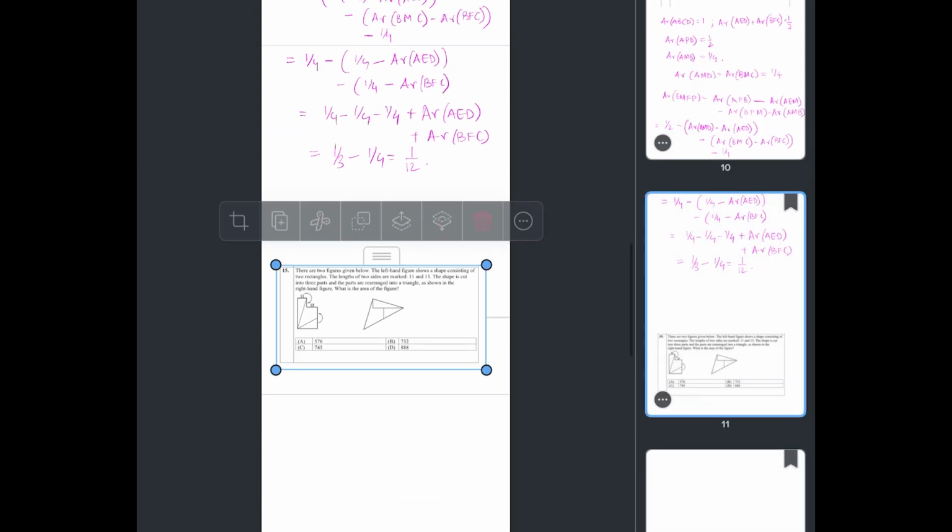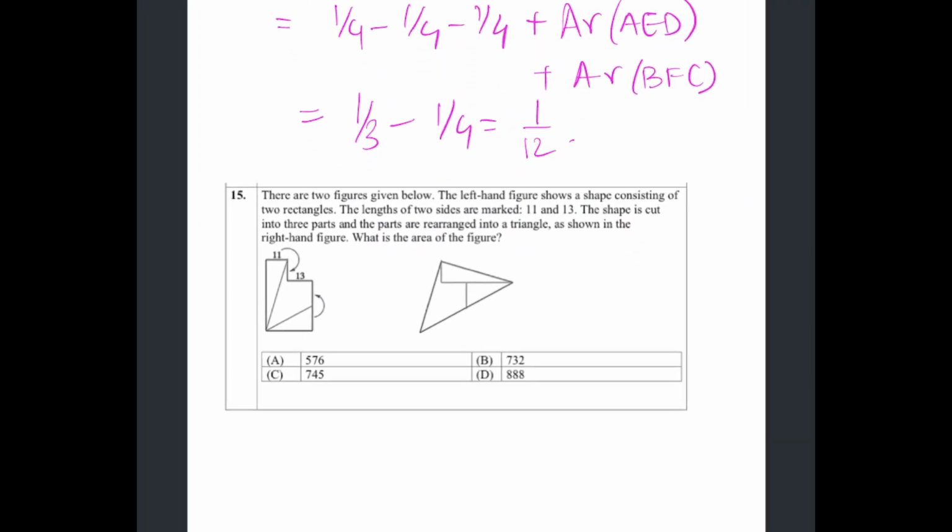All right, question 15. We've been given two figures. The left hand side figure shows a shape consisting of two rectangles, either these two rectangles or split like this, and these are also rectangles. It's just given to tell us that all of these angles are 90 degrees.